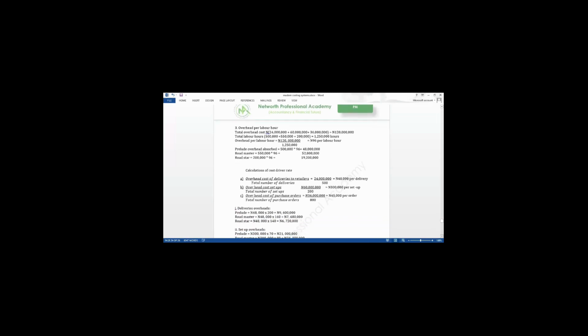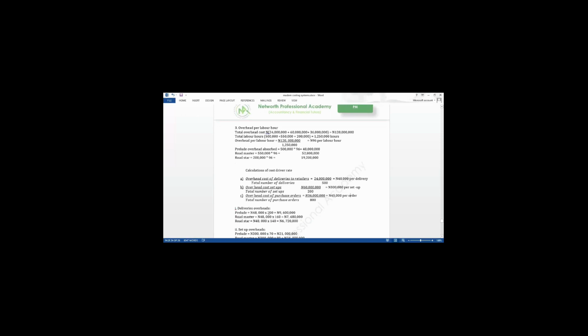Okay, that shifted this. Don't worry. Per order. What we have done is called cost driver rates. When you are done with your cost driver rates, you now come to the overhead. Deliveries overhead.